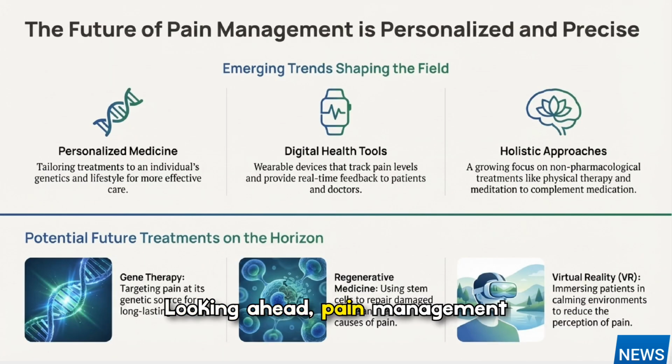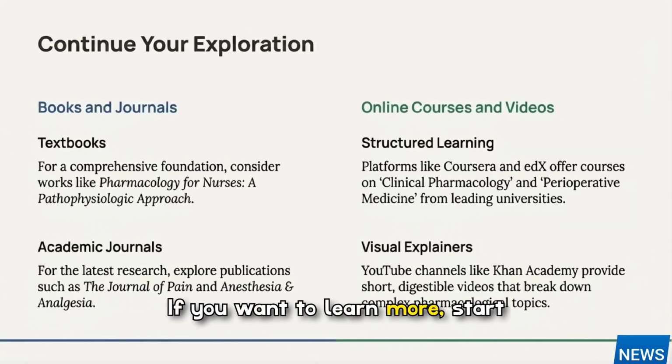Looking ahead, pain management is becoming more personalized and precise through trends like tailoring treatments to genetics, using wearable digital tools that track pain and give real-time feedback, and integrating holistic approaches such as physical therapy and mindfulness. Emerging possibilities include gene therapy, regenerative medicine with stem cells, and virtual reality techniques to alter pain perception and improve patient comfort.